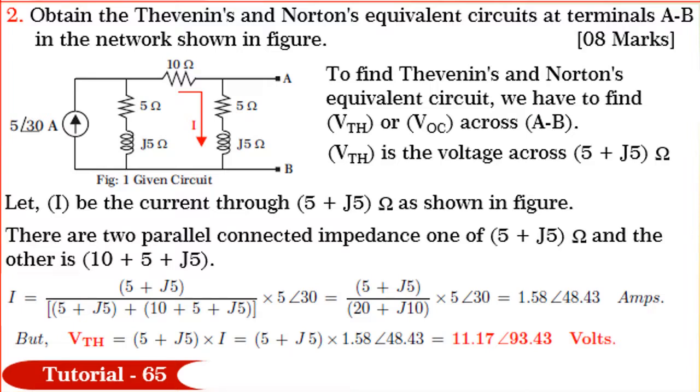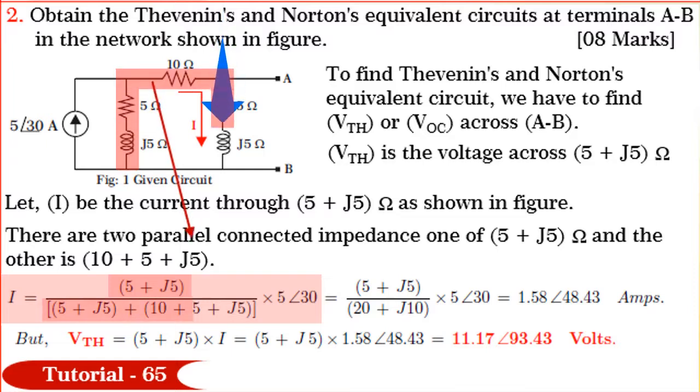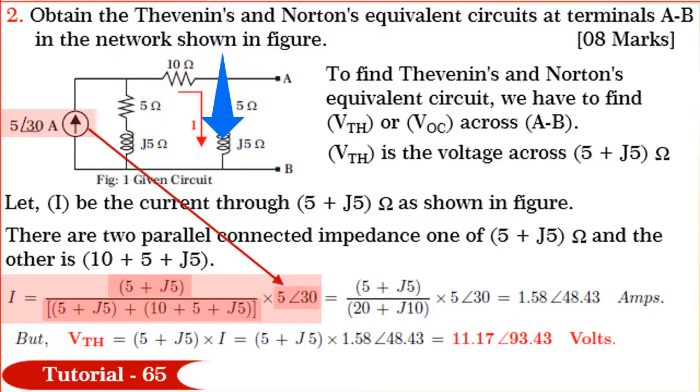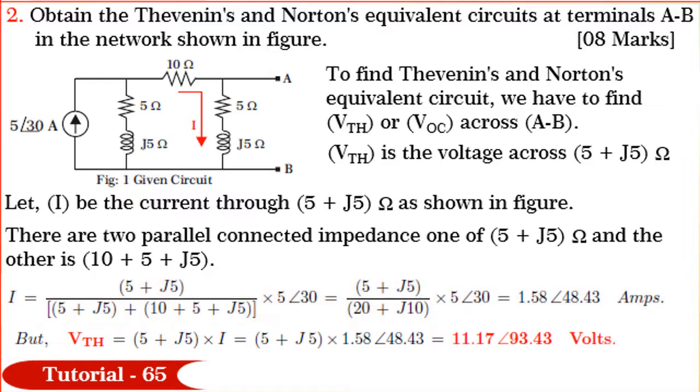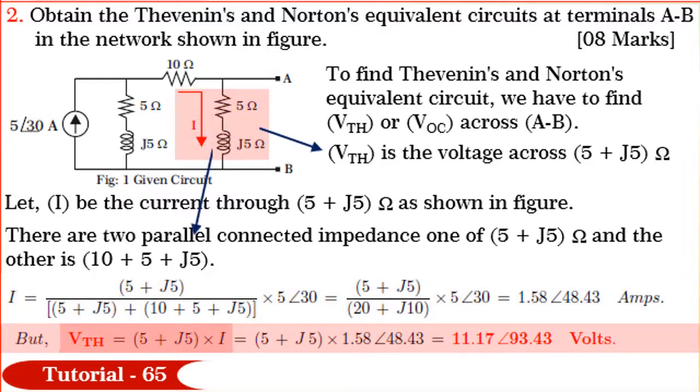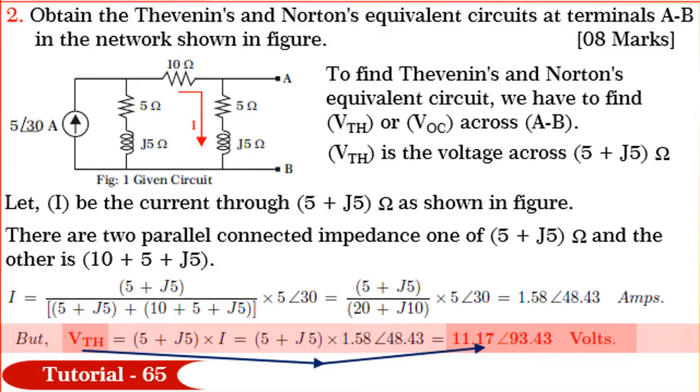Using parallel branch theorem, current I is equal to impedance of the other branch divided by sum of the two parallel connected impedances into total current. By solving, we get I is equal to 1.58 angle 48.43 amperes. But V Thevenin is equal to 5 plus J5 into I. By substituting and solving, we get V Thevenin is equal to 11.17 angle 93.43 volts.